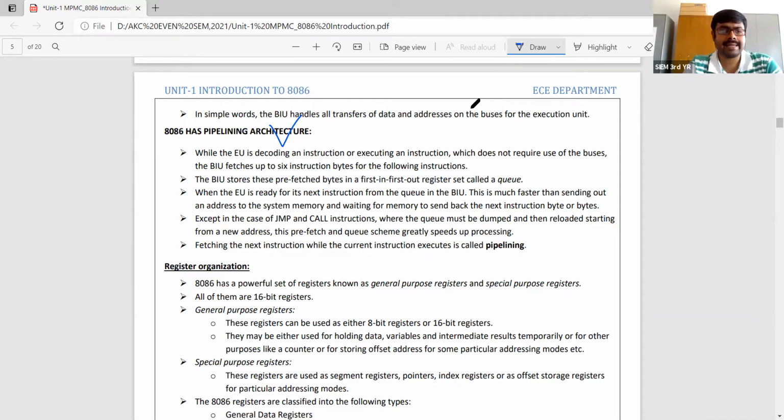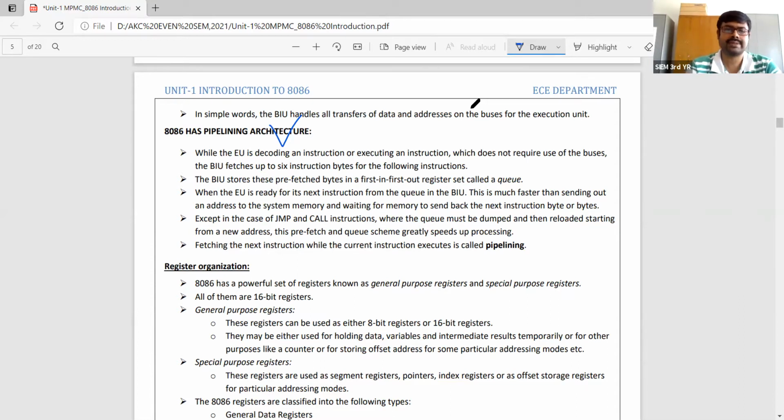So 8086 has pipeline architecture. What are the different things we can see in case of pipelining? First one: while the EU is decoding an instruction or executing an instruction which does not require use of the buses, the BIU fetches up to 6 instruction bytes for the following instructions. So different types of instructions are being extracted. So 6 instruction bytes, that is the structure from the structural point of view, we are fetching the instructions.